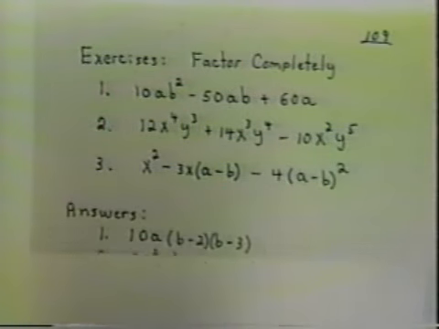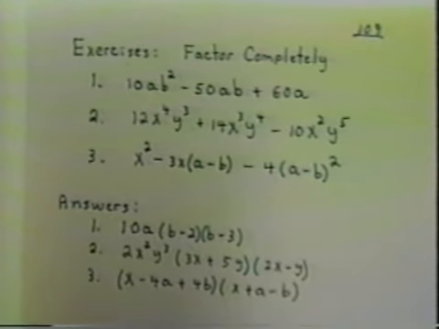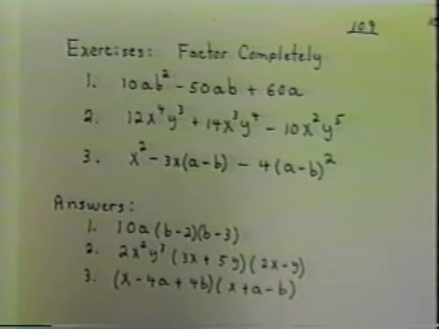Here come the answers. The answer to the first one, 10a times b minus 2 times b minus 3. The second one, 2x squared y cubed times 3x plus 5y times 2x minus y. The third one, x minus 4a plus 4b times x plus a minus b. If you disagree with any of these answers, be sure to check with someone.